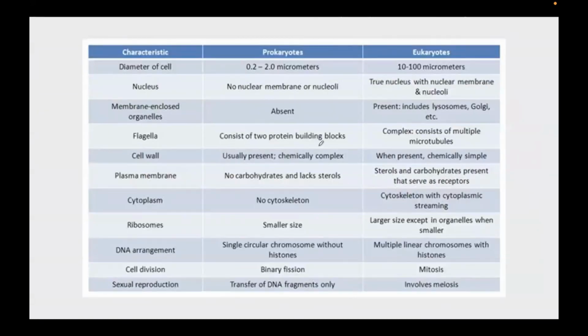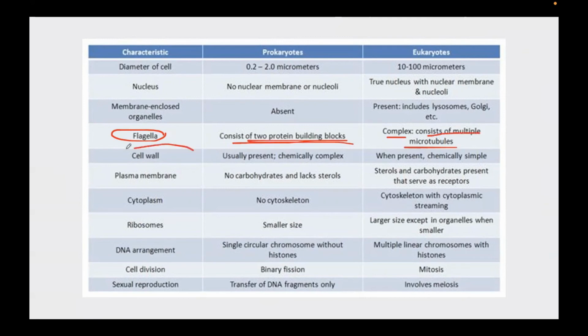Ito yung mga differences ng prokaryotes natin and then our eukaryotes. So, hindi na natin kailangan kabisaduhin. Bilugan lang natin yung mga importante. Importante po dyan ang ating flagella. It consists of two protein building blocks. Mga prokaryotes, may mga flagella, yung mga bacteria. And then sa eukaryotes naman, complex. It consists of multiple microtubules.